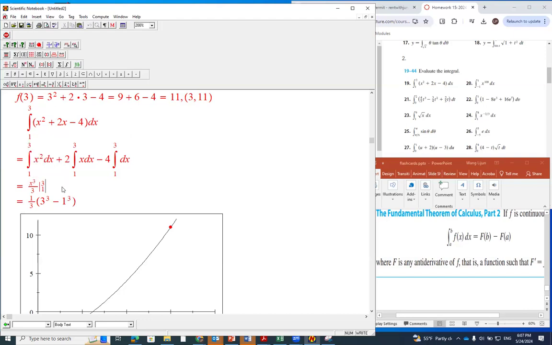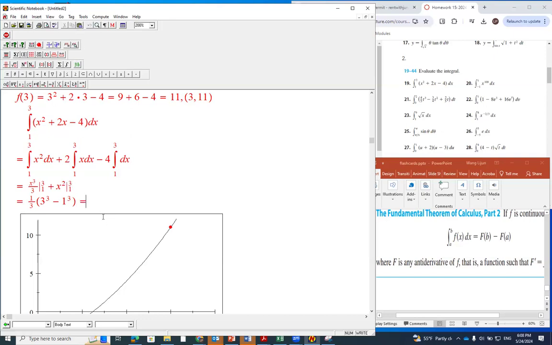The second part, plus 2, the antiderivative of x is x squared over 2. Okay, as a matter of fact, here 2 and 2 will reduce, right? So I just have x squared. And then it will also be evaluated from 1 to 3.